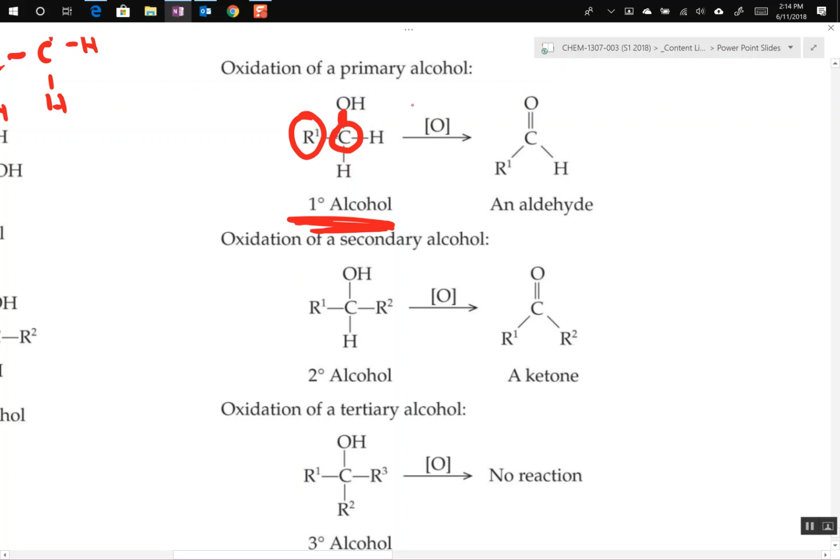Primary alcohols will oxidize into aldehydes. The general formula of an aldehyde is R group attached to a terminal carbon with a double bonded oxygen and a hydrogen. Okay, so that's the functional group of an aldehyde.